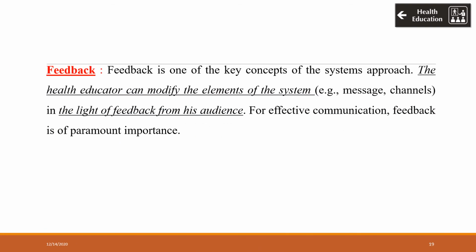So feedback. Feedback is one of the key concepts of the system approach. The health educator can modify the elements of the system in the light of feedback from his audience. For example, if you give feedback like my voice is not audible, or my sentence framing is not good, or my English is not good, so I will get the feedback and I will try myself to correct. So feedback is always important.